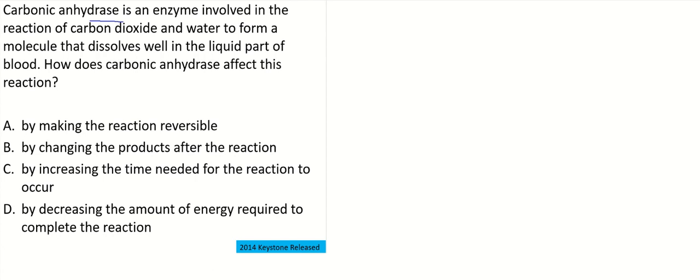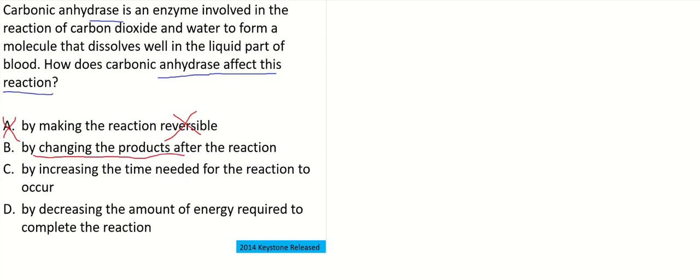All right, so if we keep reading, what is it asking us? How does this enzyme affect a reaction? In other words, what is its job? All right, so that's easy. It speeds it up by lowering activation energy. Always going to be their answer. All right, so it's not A. Enzymes don't make things reversible. We've never learned that.